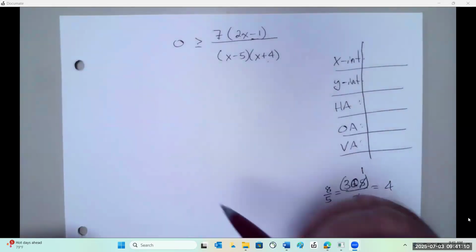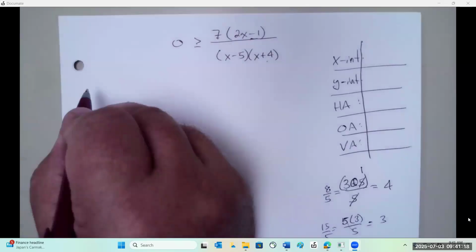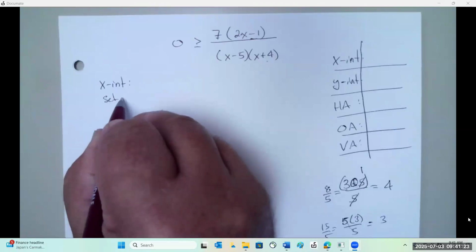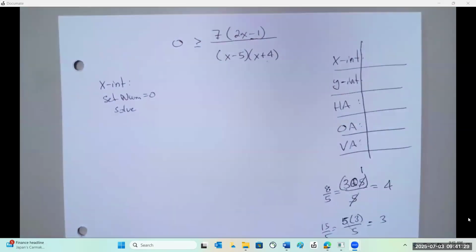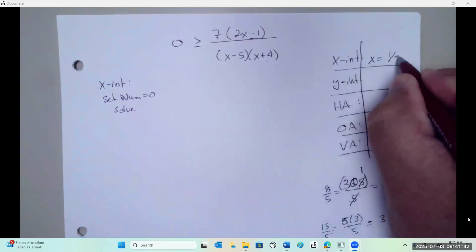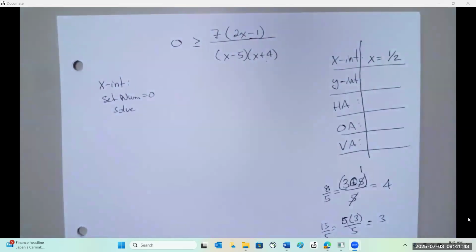Since nothing cancels, we can now find our information. What's our x-intercept? Set the numerator equal to 0 and solve. Yeah, but 2x minus 1 equals 0. Move the 1 over and divide by 2.